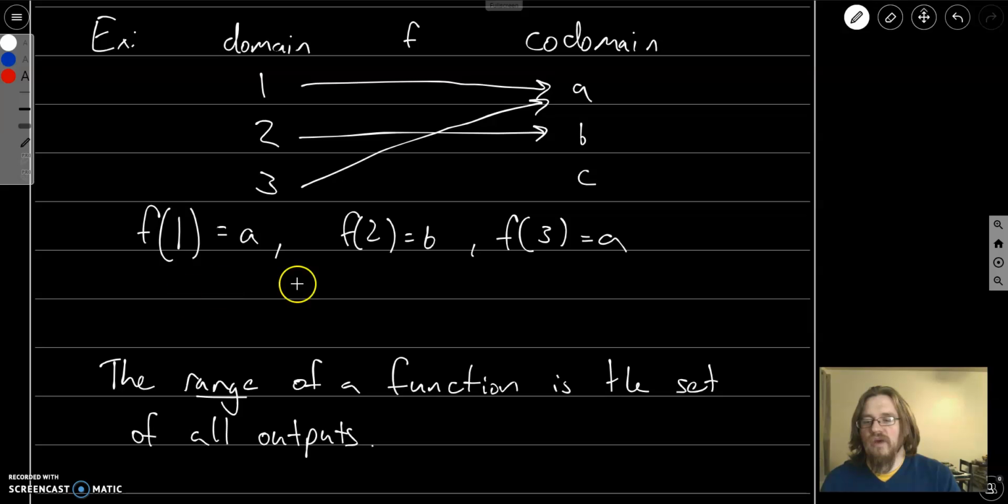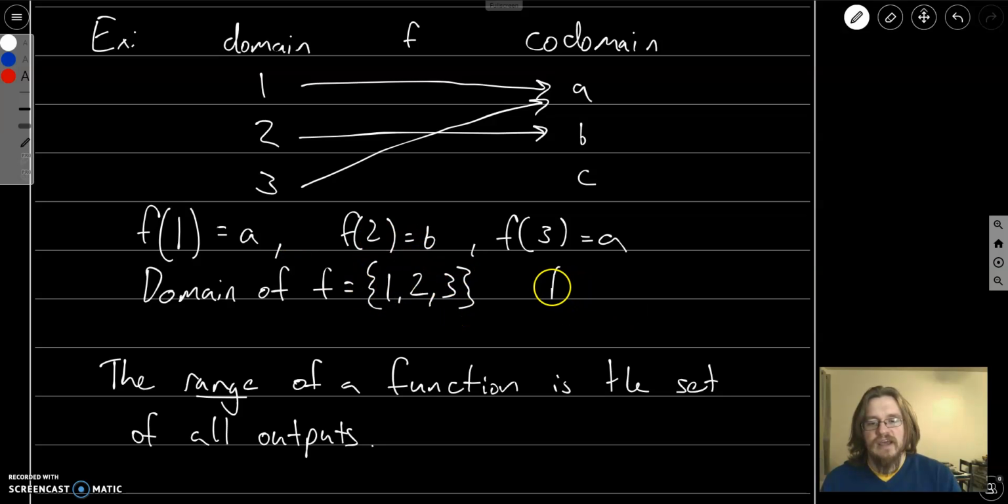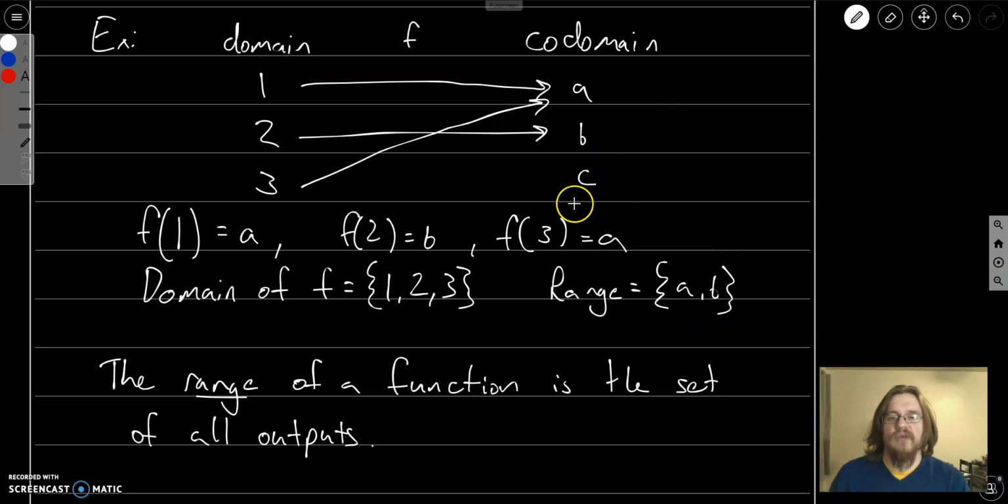So when we look here, the domain of f is going to be equal to the set of 1, 2, and 3. It would be all three of those things. And then the range is only going to be A and B. So here we can't get C, so we don't include it in the range. We still have a codomain, and the range is going to be slightly different. The range is going to be a little bit more useful to think about in general than the codomain.